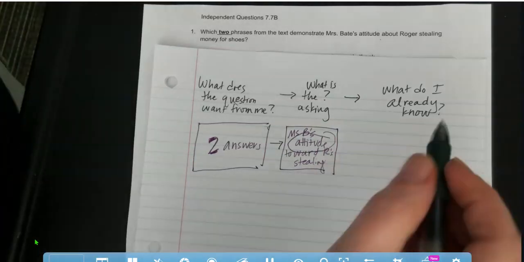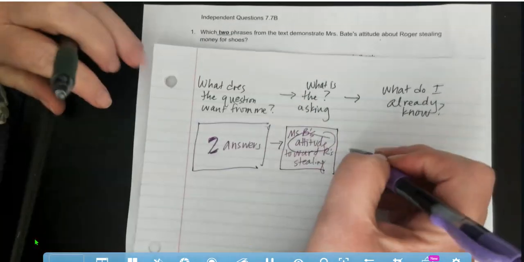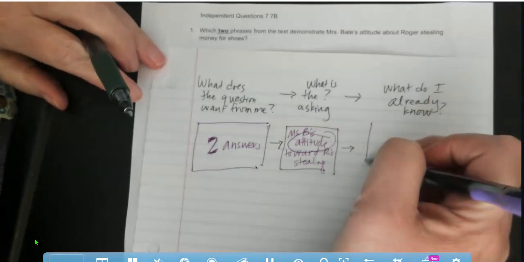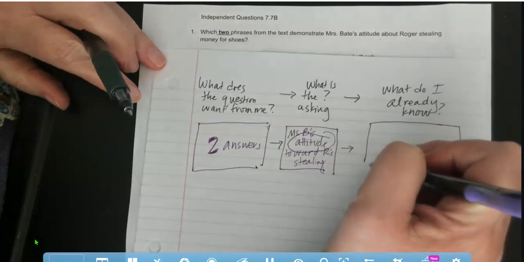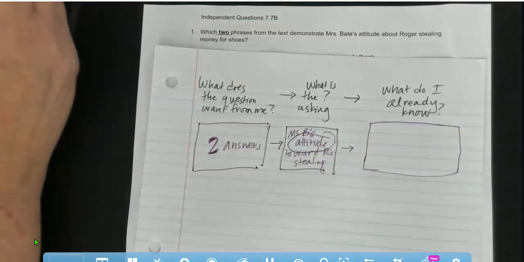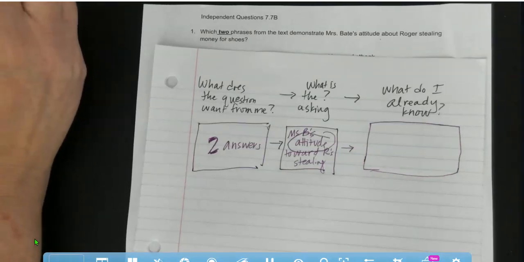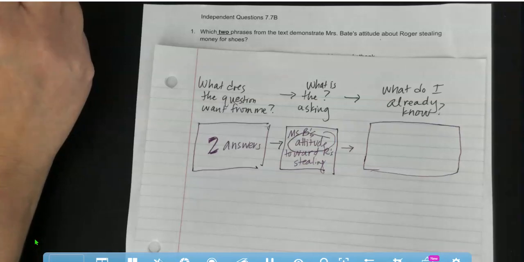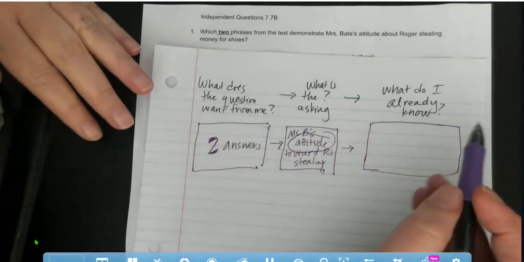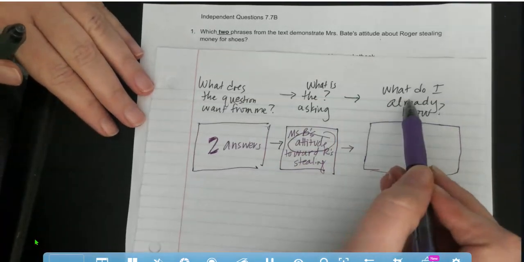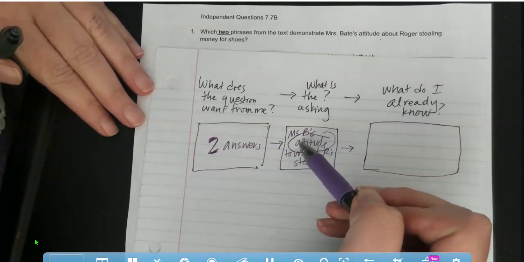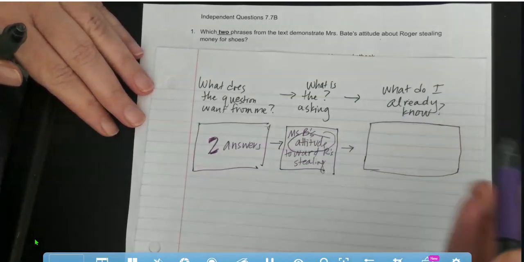But if we're talking about answering something with an open-ended response, like we come up with the answer all by ourselves, then if I answer the question and I see that answer choice in the 4 choices, I'm much more likely to choose it, and I'm much more likely to actually get the choice right. So what do I already know? What do I already know about Mrs. B's attitude toward Roger stealing?